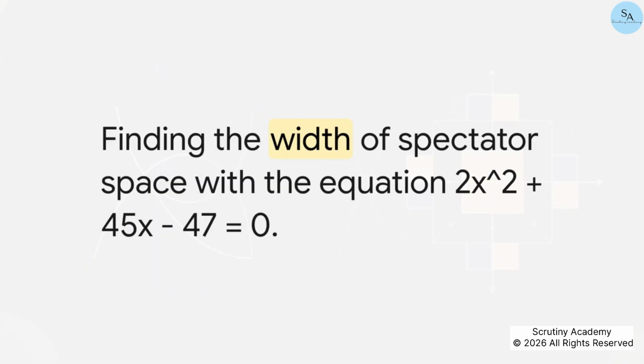All right, it's time for the boss battle. Let's tackle a hard, board exam level word problem. Example 5 gives us a scenario about designing a stadium and asks us to find the exact width of the space for spectators.